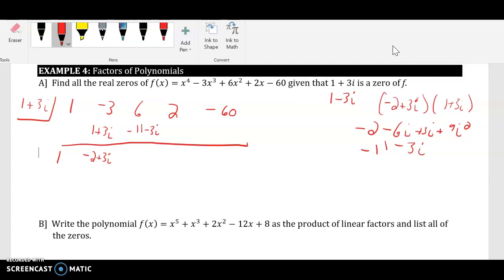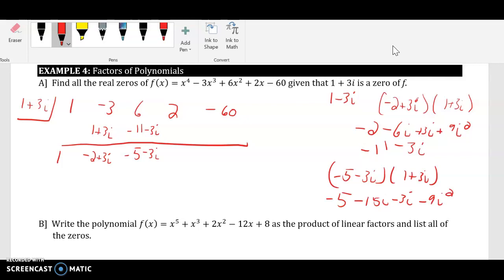So now you got to add that column. So you get -5 minus 3i. And now you have to multiply again. Just like we do with regular numbers, we are just having to deal with complex numbers here. So I take -5 minus 3i times 1 plus 3i again. So when I multiply that, I get -5 minus 15i minus 3i, and then minus 9i squared again.